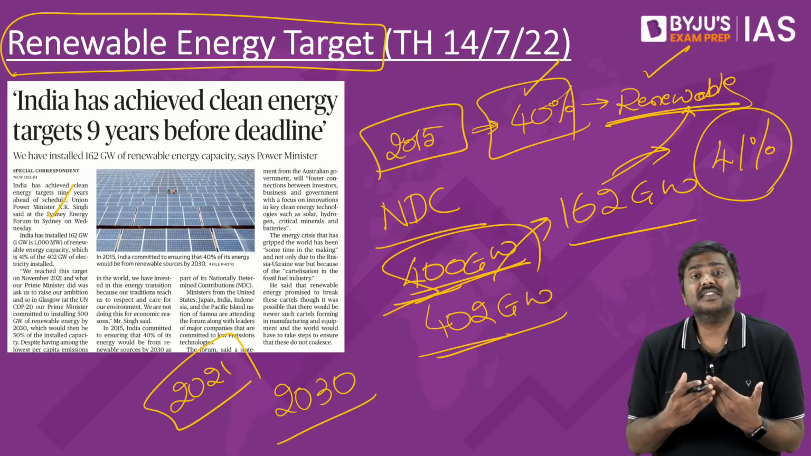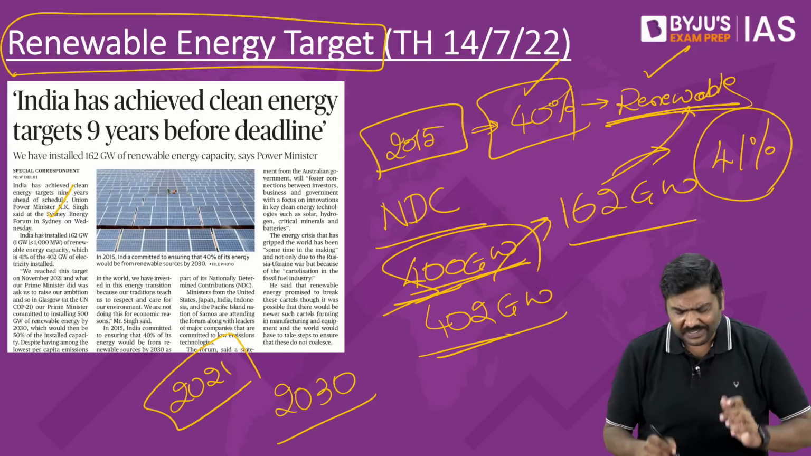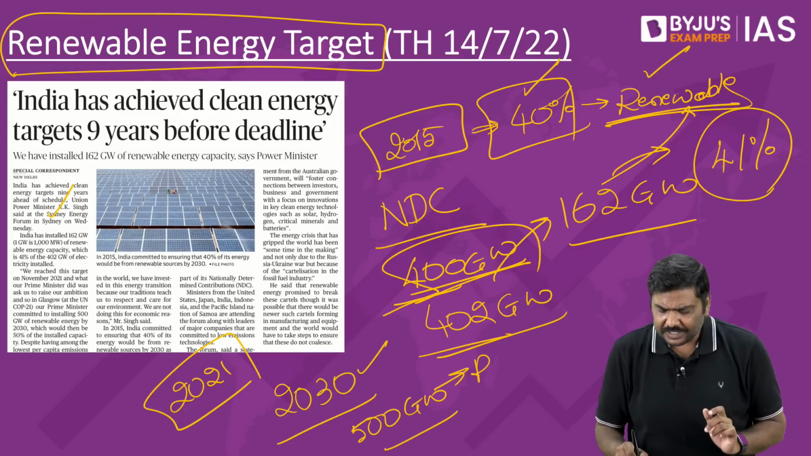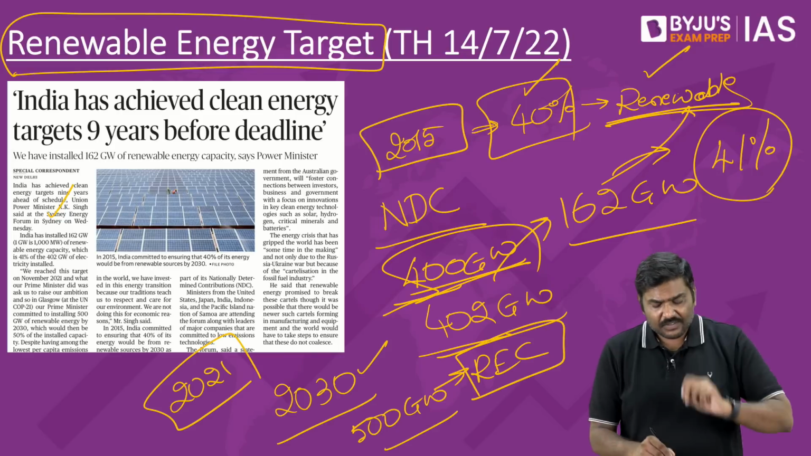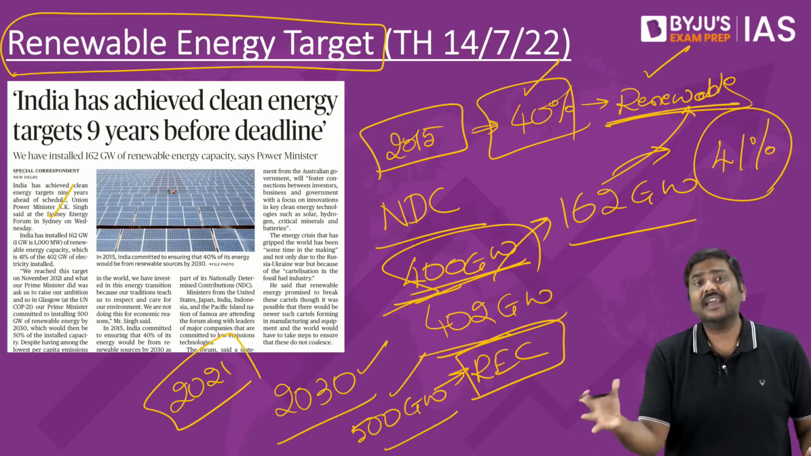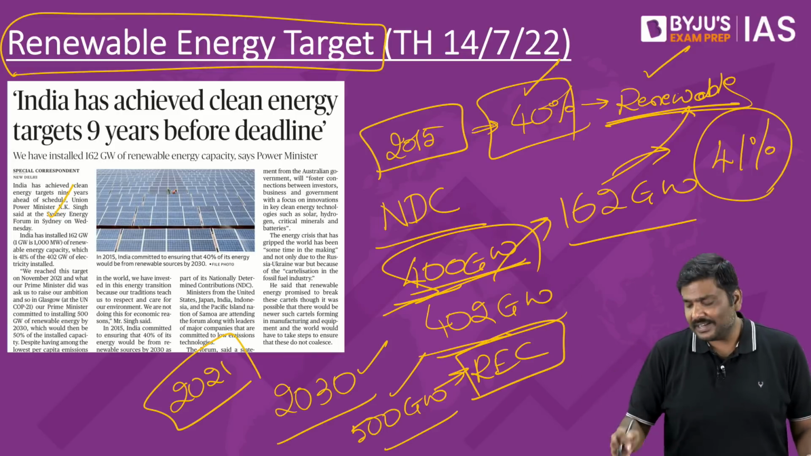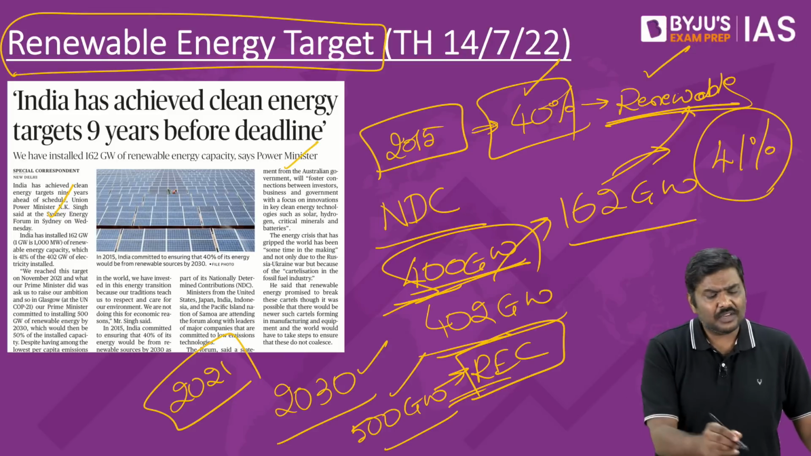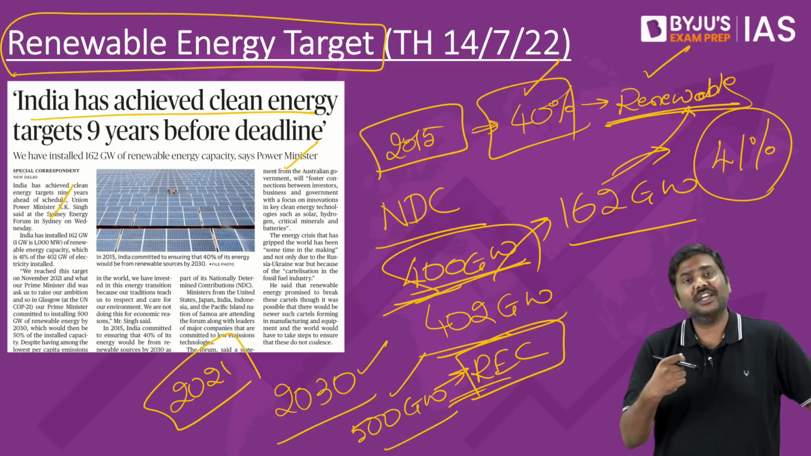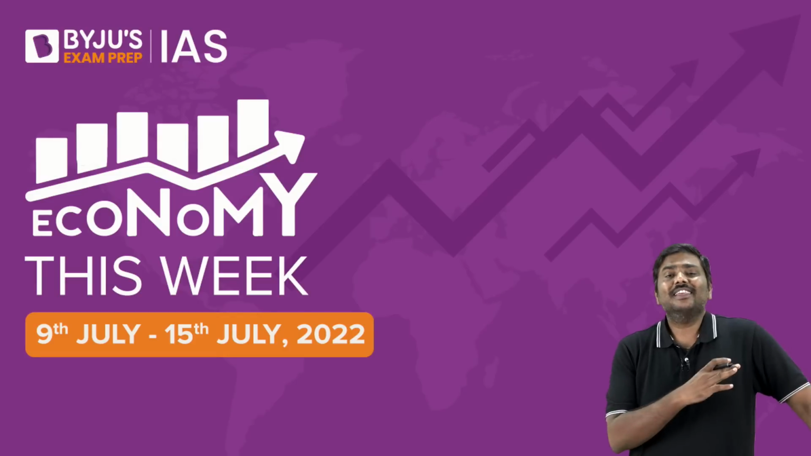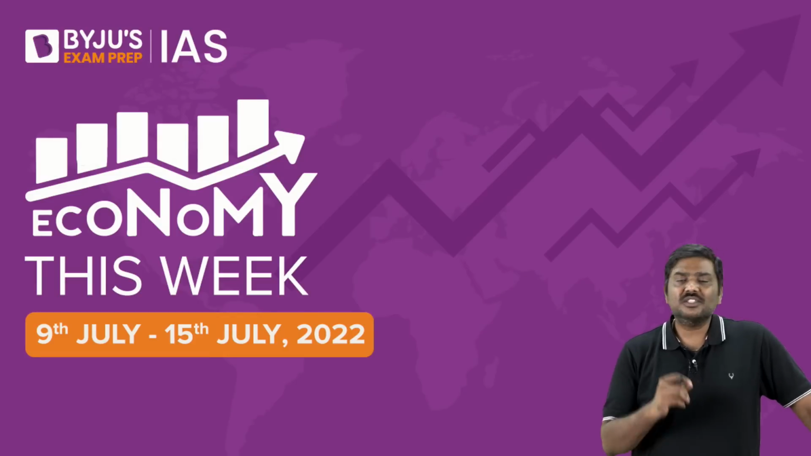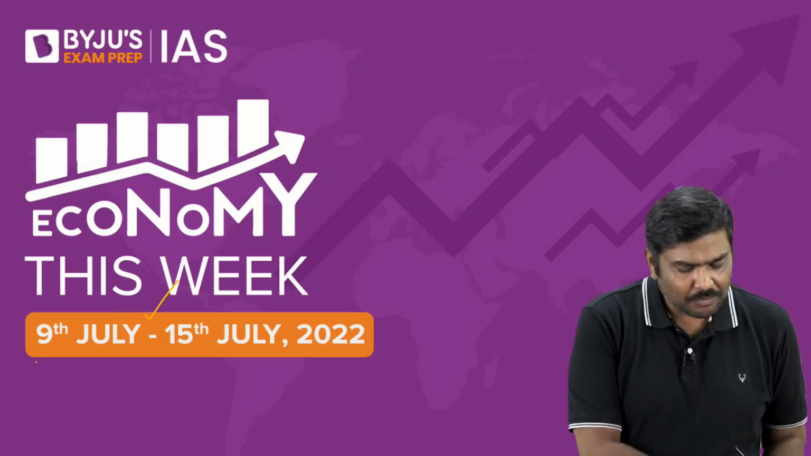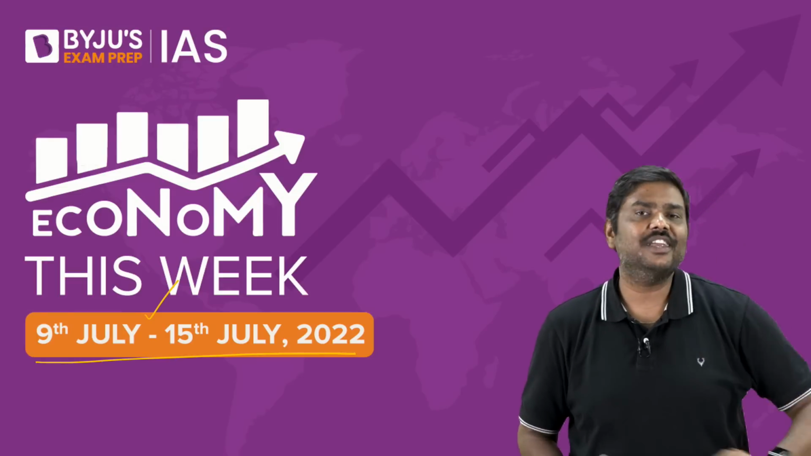And now the government says that we will go beyond this. By 2030, we will have 500 gigawatts of renewable energy capacity, from the current 160 plus to 500 gigawatts by 2030. So, these are certain important points given in this article regarding the renewable energy target. All these are the various important articles as well as the questions related to articles which have appeared in different newspapers from 9th July to 15th July 2022.